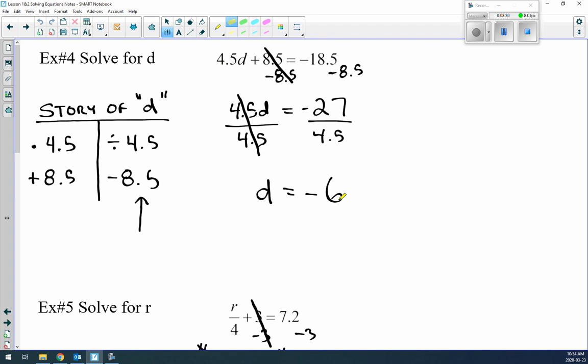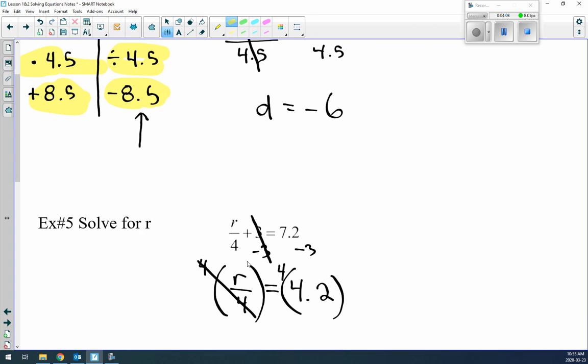Now, some people have a really hard time knowing the order to do stuff. So what you can do is you can do something over here on the left, the story of d. What happened to d? So look at d. The first thing that happened to d is it was multiplied by 4.5. There it is there. And the opposite of that is divided by 4.5. Then we added 8.5 to it. So there it is there. We added 8.5, so the opposite is subtracting 8.5. Now, this tells us the order to do stuff. We start at the bottom here. We subtract 8.5 from both sides, and then we divide by 4.5, which is what we did over here on the right. So that's just the story of d. You can use that if you're really struggling with the order of solving.